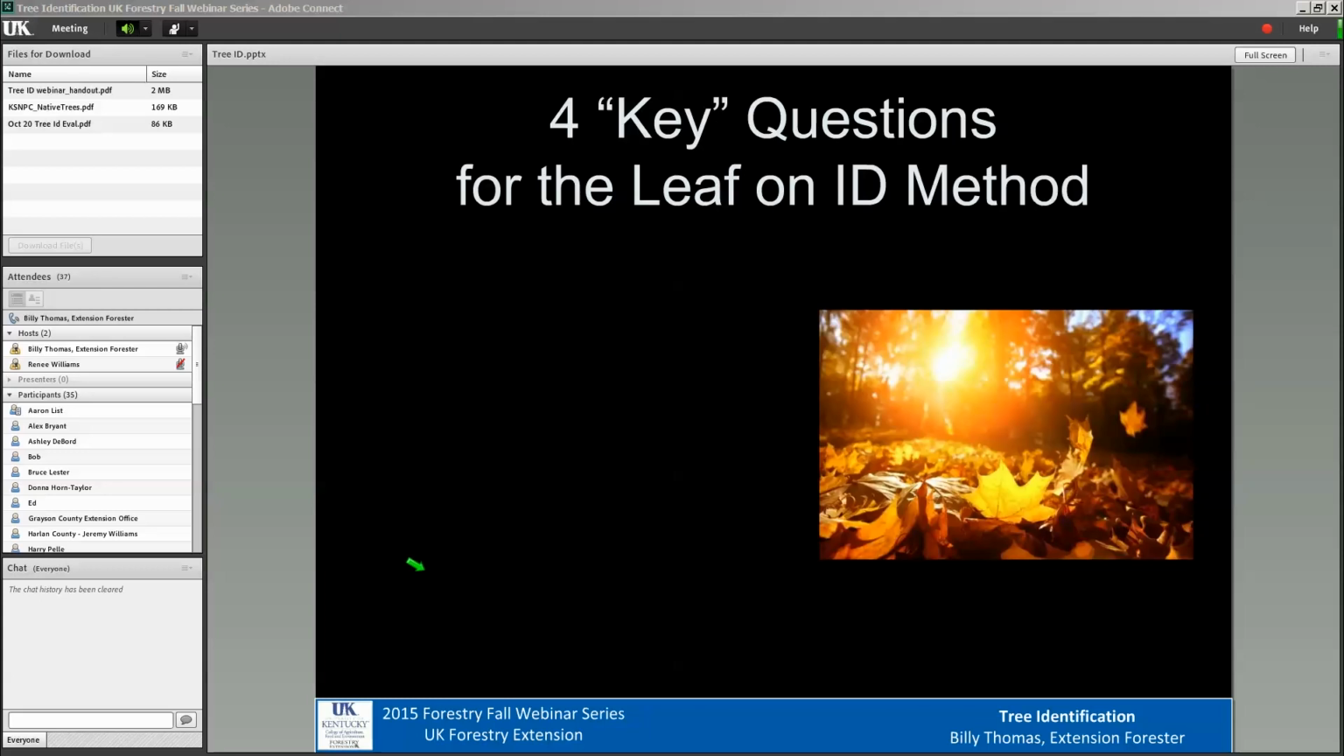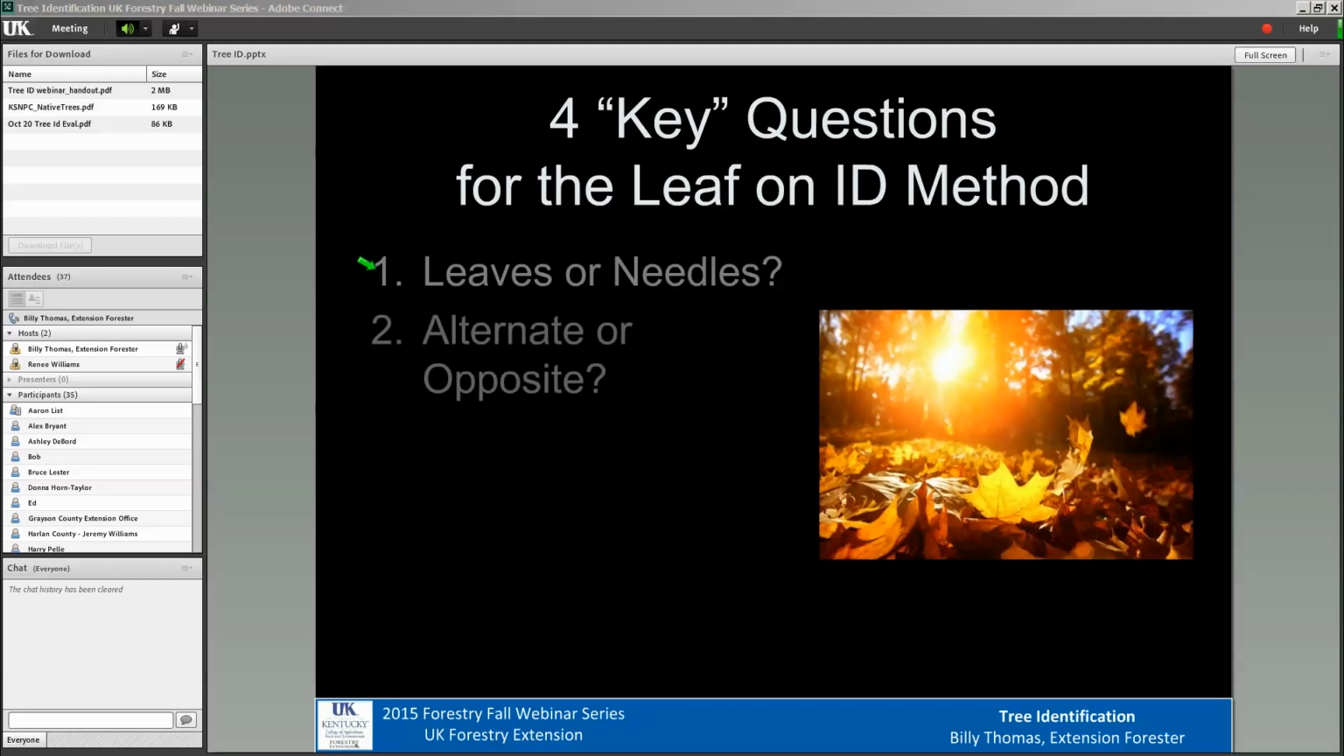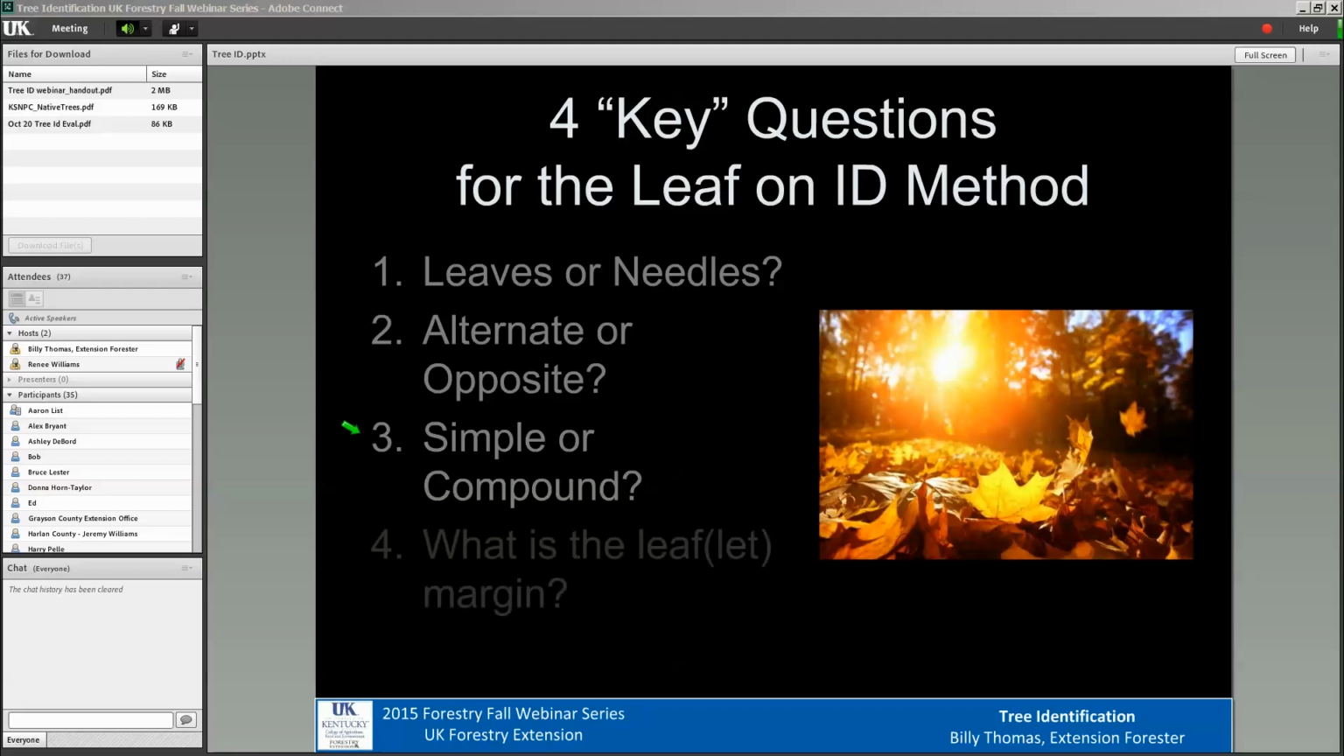But throughout the process, we're going to look at really 4 key questions. The first one that we'll always ask: does it have leaves or needles? Because at that point, we can start narrowing down what we're dealing with. The next question we'll often ask is, is it alternate or is it opposite? Then we'll ask, is the leaf a simple leaf or is it a compound leaf? And then the next thing we'll often look at is the leaf margin or the leaflet margin. Asking these 4 key questions and working through a key can allow us to identify almost any tree.